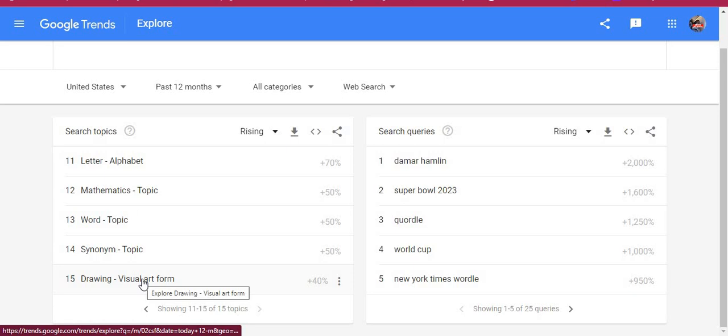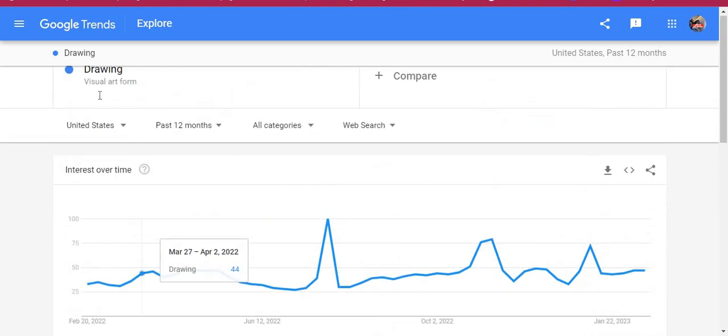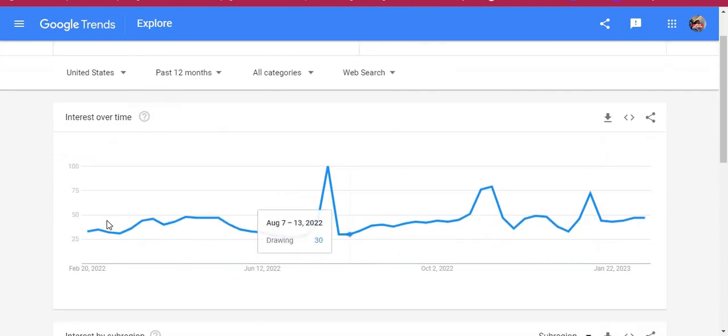Let's click on this drawing. Let's see how much this is trending right now. Let's see how that is trending. It's saying drawing, virtual art form. So here we are. We have picked the topic that is drawing. That gives us the idea. We saw drawing, then we picked it. We see that it is a title that normally goes up and down. So it's something that will keep trending all through the year.